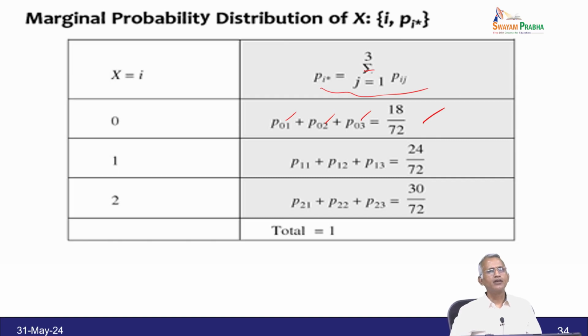Similarly, when i equal to 1 and j varies from 1 to 3, we have P11, P12, P13. So, we have 24 by 72, and i equal to 2 and j varies from 1 to 3 is P21, P22, P23 equal to 30 by 72. You sum them, the value is 30 plus 24 is 54, 54 plus 18 is 72, 72 by 72 is 1. So, totally 1 will come. This is called the marginal probability distribution function.